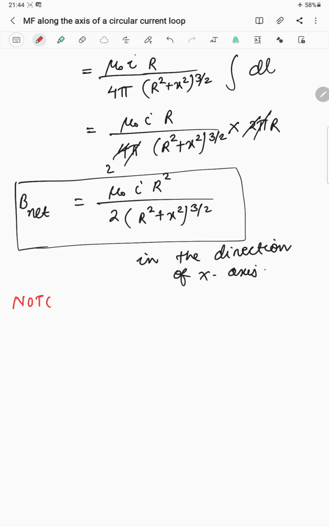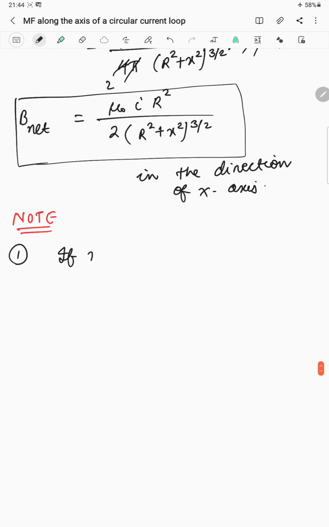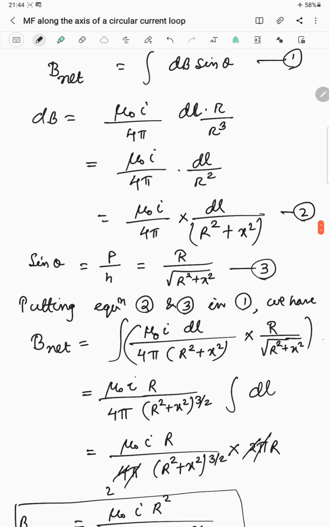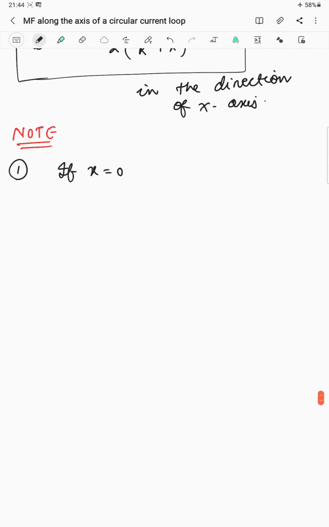Now we will go for a few important points which can be drawn from the formula which we have found out. Note, the first important thing is that if my x is equal to 0, you see in the diagram, if your x comes to 0, then point P will be situated here at the center, for which we have already calculated the magnetic field at the center of a current carrying loop. Let's see whether it is matching with the same formula or not.